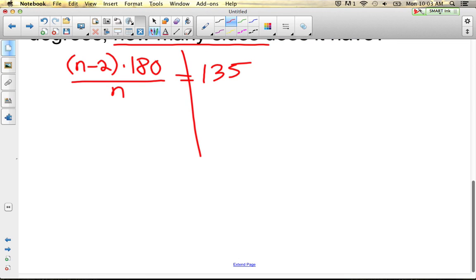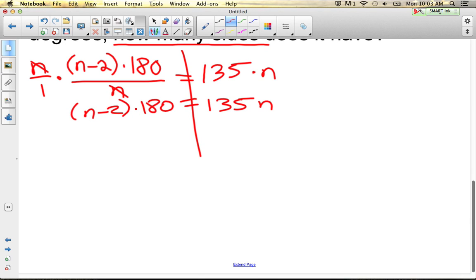Let's go ahead and do our algebra. Multiply both sides by n. And let's clean this up. These will go away. So we're left with 135n is equal to (n minus 2) times 180. Distribute. So you get 180n minus 360 is equal to 135n.